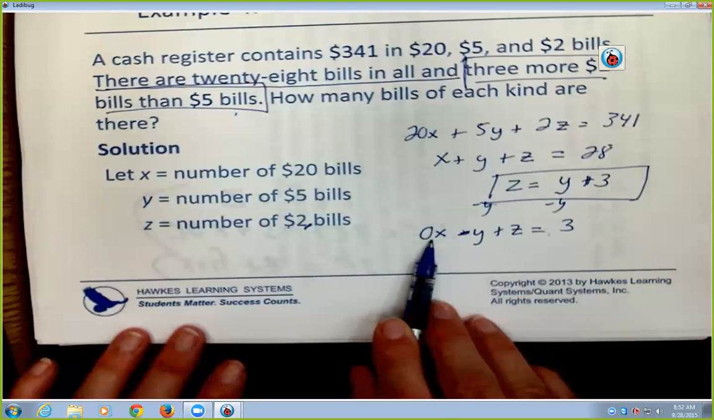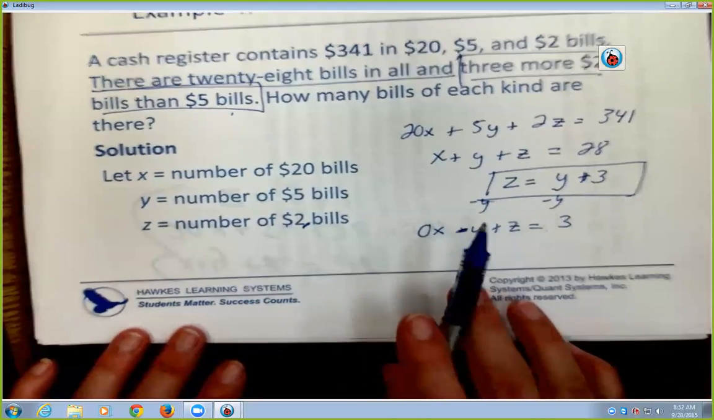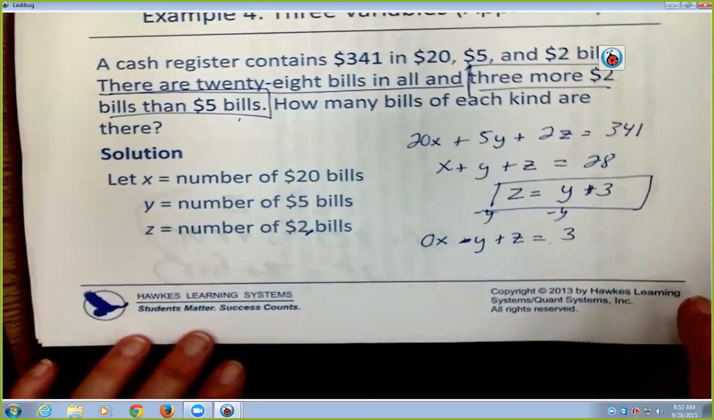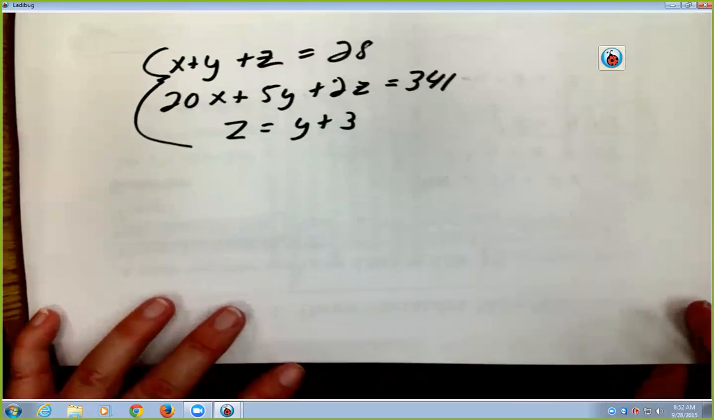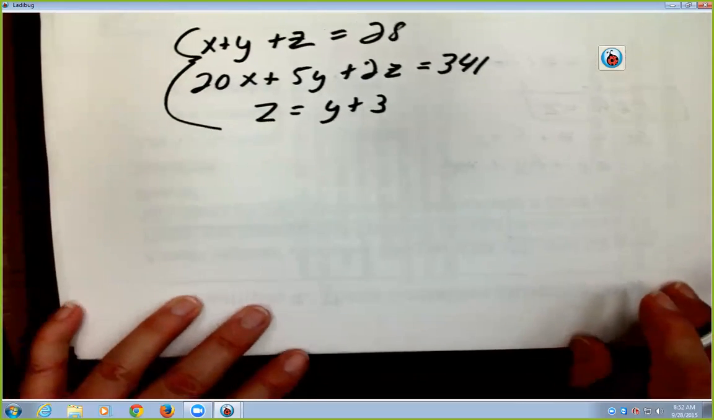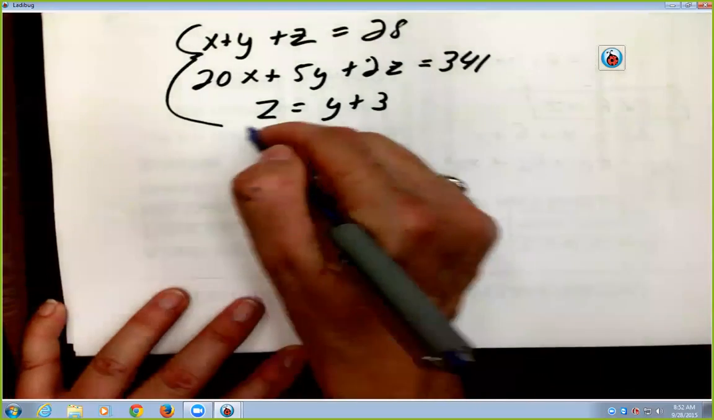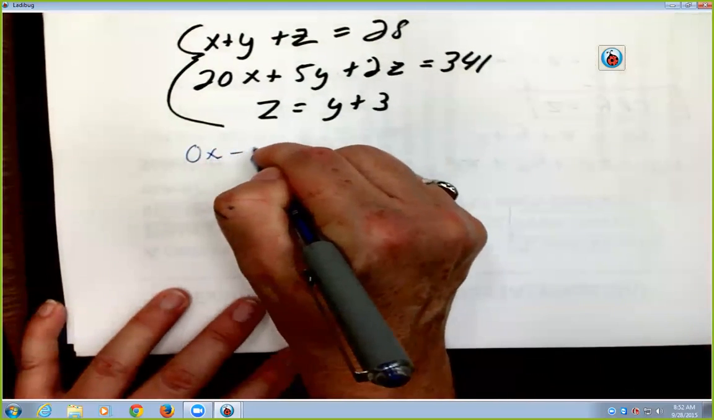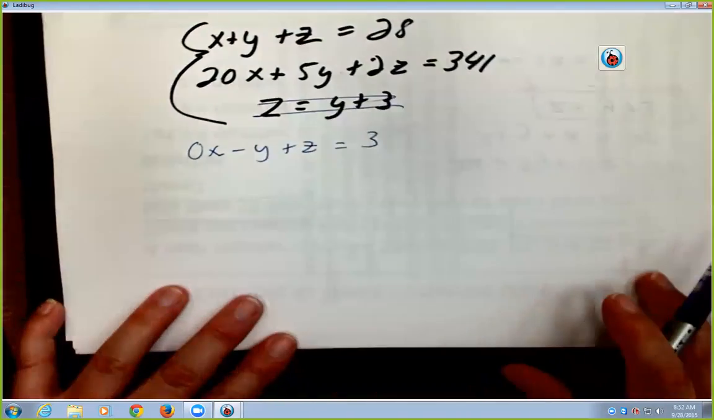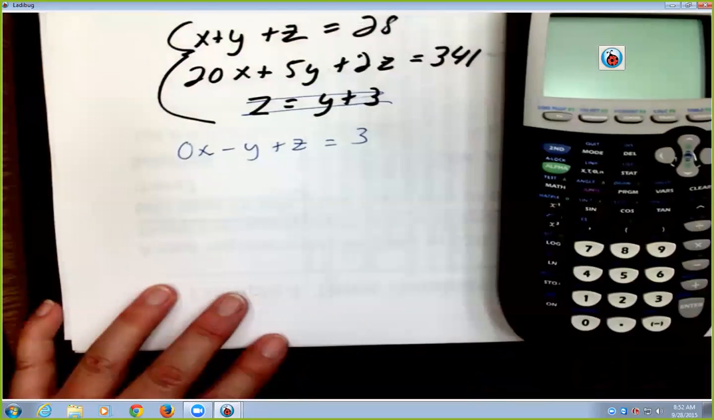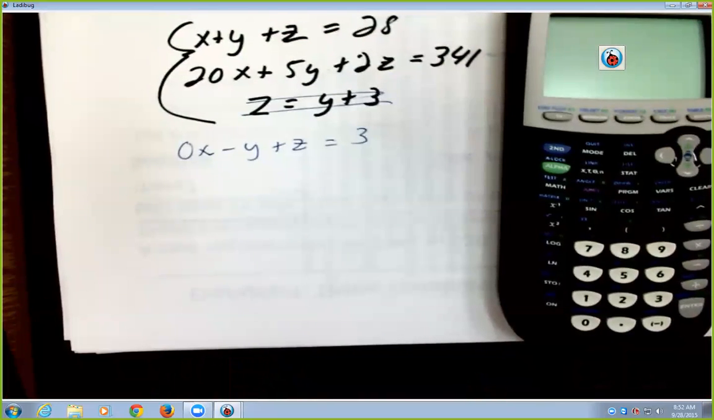Might be? Okay. So what I did is I've taken this and put it on the back side of my page here, so that we had it in that spot. And so what we ended up with for this one is 0x minus y plus z is equal to 3. So now I can just stick that whole thing on my calculator and solve it. So what will it come out to be if I put it on my calculator? Well, what would my answer come out to be?